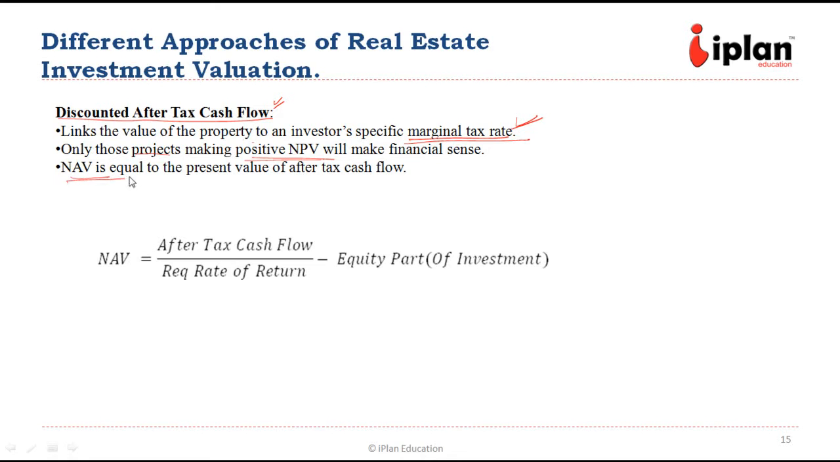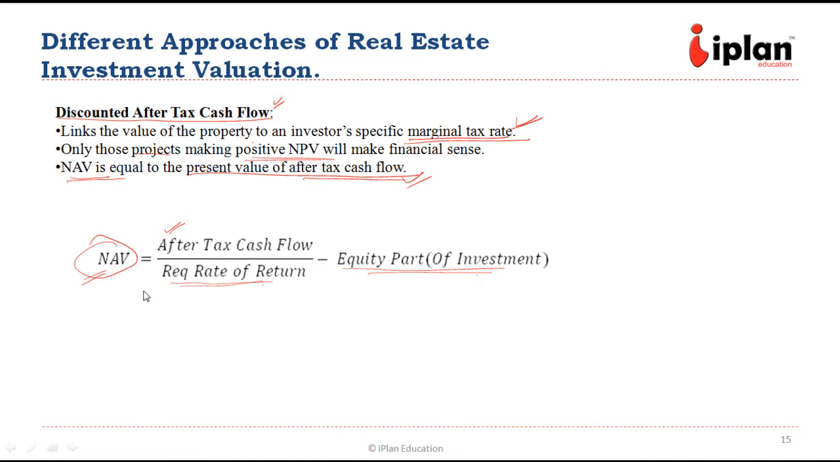Here the net asset value is going to be equal to the present value of after tax cash flows. As we have seen in the last example, we are having the future cash flow, net operating income, but we were not discounting them because we are using a ratio there. But here we are going to have after tax cash flows divided by the required rate of return minus the equity part of the investment. So this is our NAV.